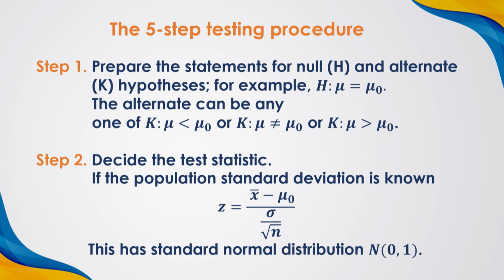Step 2. Decide the test statistic. If the population standard deviation is known, you compute this ratio called Z. There is a numerator and a denominator. The numerator is the quantity x bar minus mu 0, and the denominator is sigma by square root of n. This has the standard normal distribution with mean 0 and variance 1.